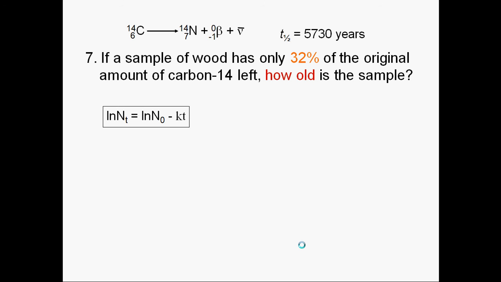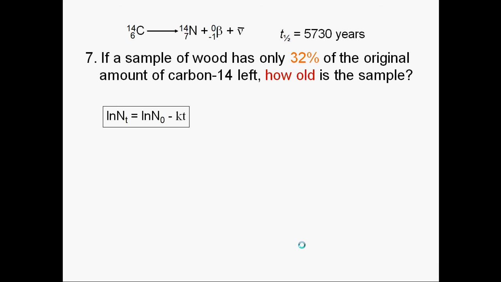Now, by the way, this is how carbon dating works, how we're able to figure out the age of really old fossils. We can look at the amount of carbon-14 in it and compare that to the amount of carbon-14 that should be in a brand new substance, and then from that we can figure out how old it is. Okay. So again, I'm going to start filling in the things that I know.